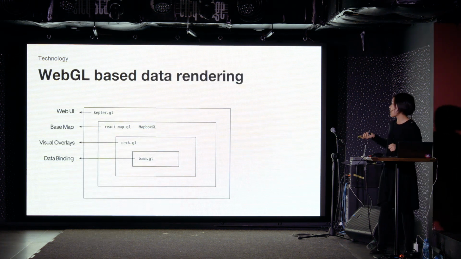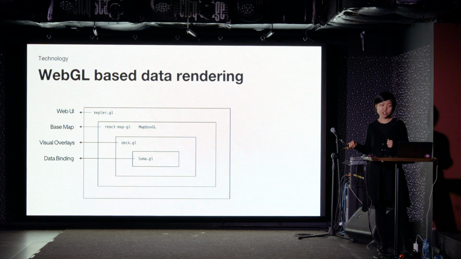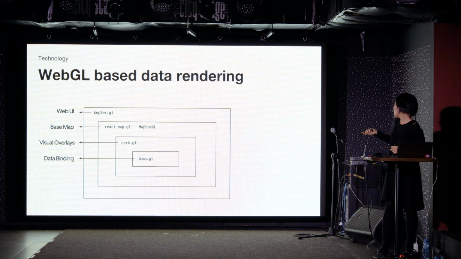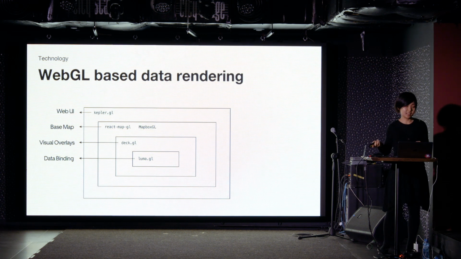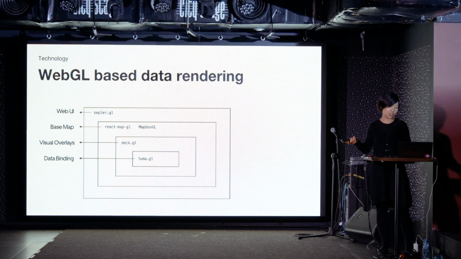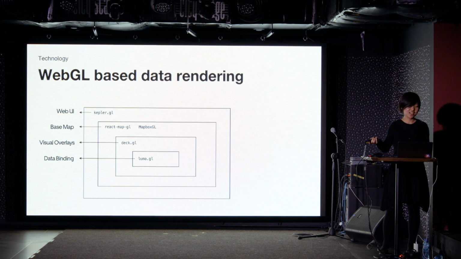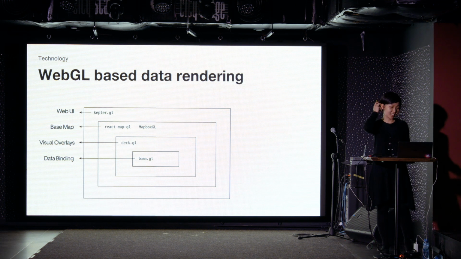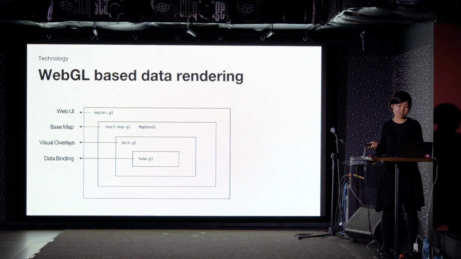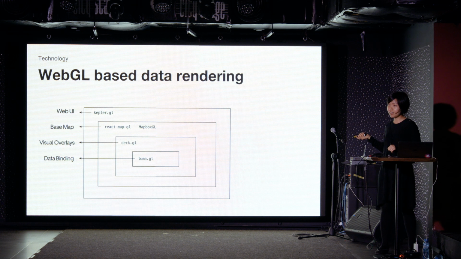So this chart shows the stack behind Kepler.gl. Here is the stack of WebGL-based libraries that are all developed by Uber, and they're all used to support Kepler.gl. As you can see at the very bottom, Luma and deck.gl are the main packages that deal with WebGL-related operations, such as data binding and visual overlay rendering.